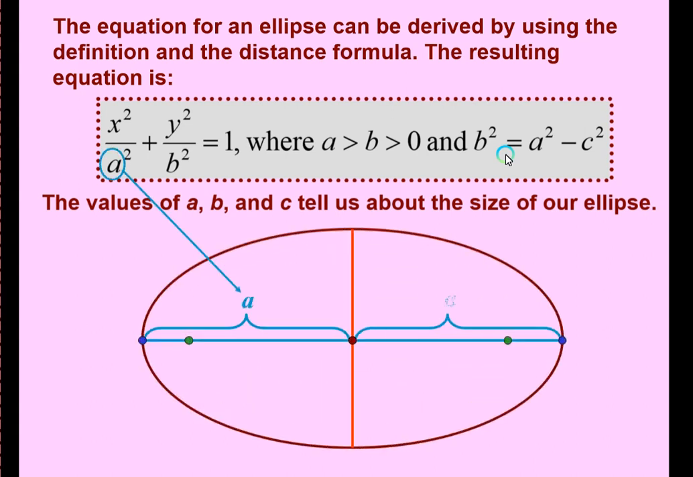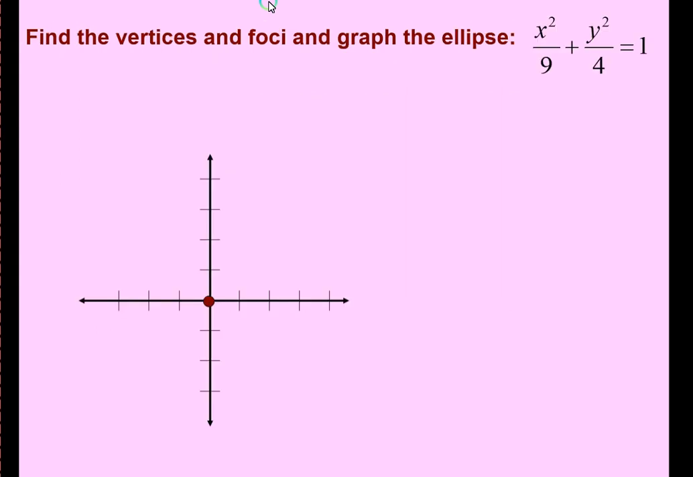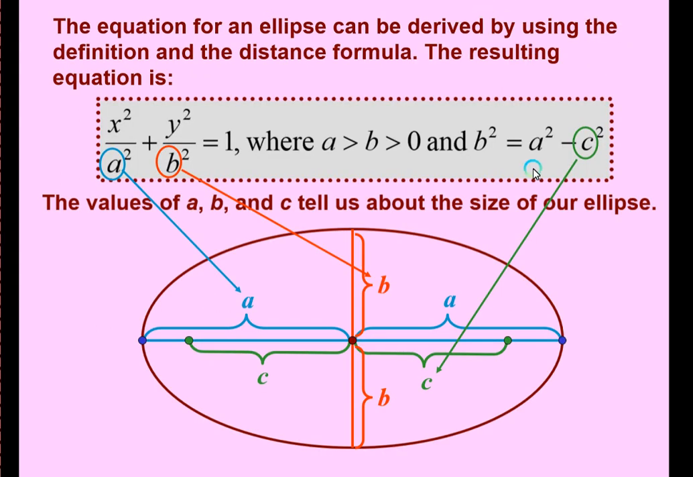Take note that a is measured along our major axis. B is for our minor axis value, or half of our minor axis length. And then c is this distance from the center to one of your foci, so that will be your c. That's why if we relate these values, b squared is equal to a squared minus c squared.